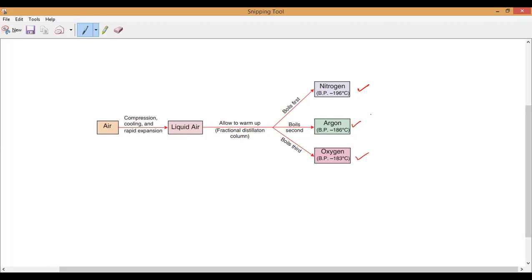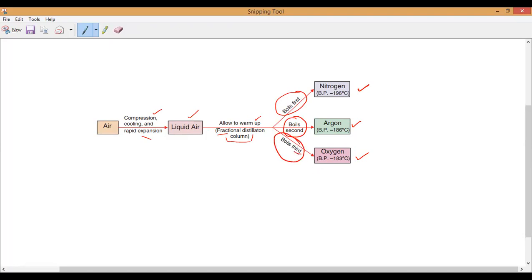But that boiling point is very, very important. So it is a very simple process. Compression, later rapid expansion so that it will be cooling. So liquefied air will come. Liquefied air again will be allowed to warm up a little in which column? Fractional distillation column. So that nitrogen boils first, argon boils second, and something is left behind at the bottom of the fractional distillation.